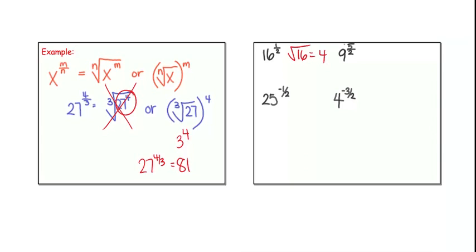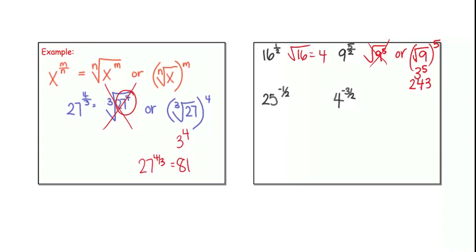For the next one, 9 to the 5/2, remember we can write it in two ways. We can say the square root of 9 raised to the 5th power, or we can take the square root of 9 first, and then raise that to the 5th power. And I'm sitting there thinking, I don't want to do 9 to the 5th, so I'm going to do it this way. So square root of 9 is 3, and then 3 to the 5th power, if you multiply it out, you should get 243.